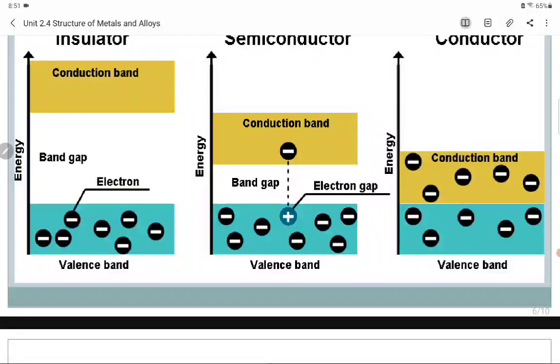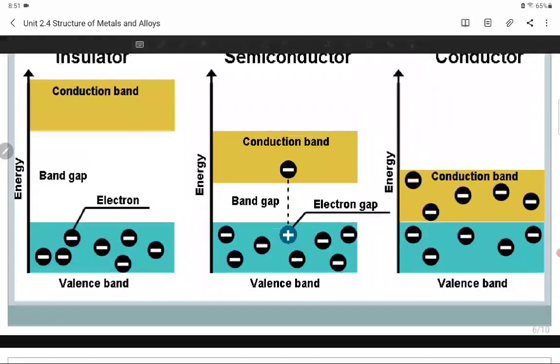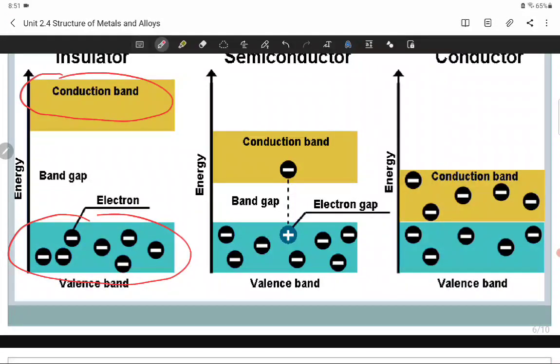So you have the outer valence band of electrons, the orbital. And then you have other orbitals that are empty. Sometimes the next orbital that's empty is very, very far away, meaning it's not able to allow electrons to travel between these two bands.